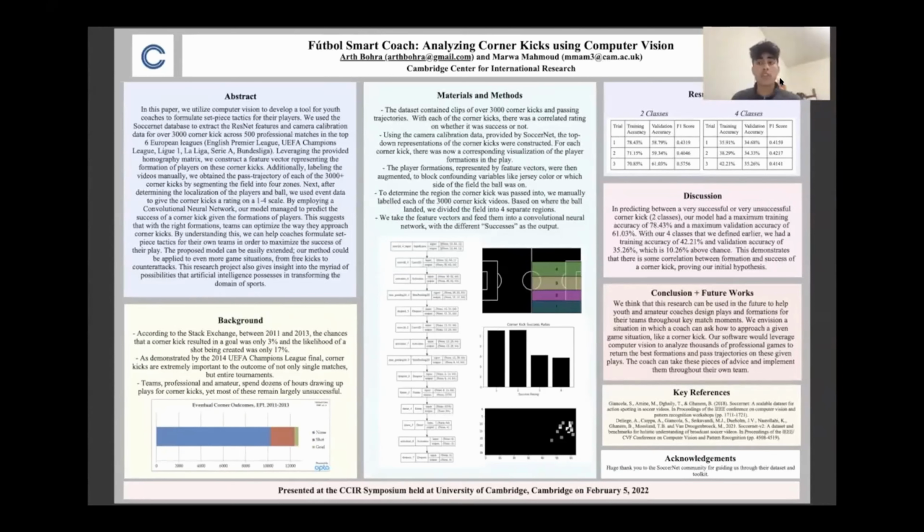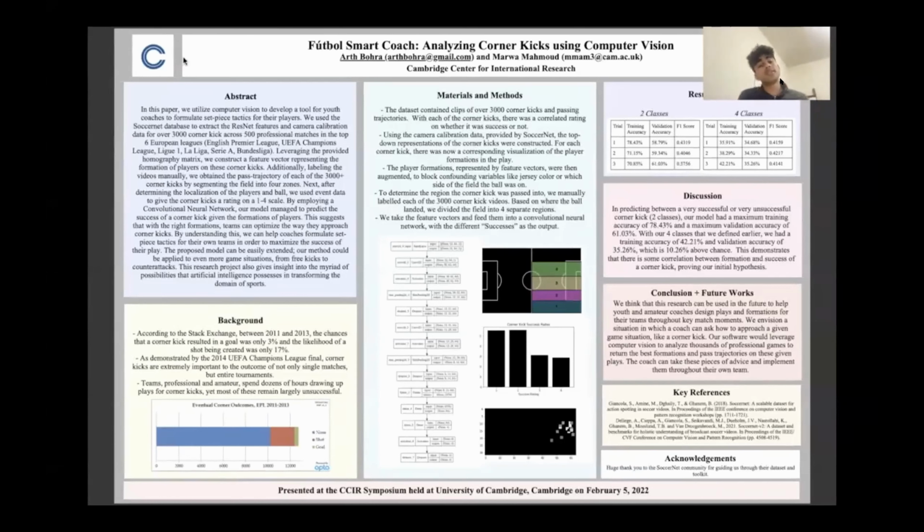And we found, as this table shows, that we could predict the success of a corner kick with 70% accuracy amongst our training and over 61% with our validation. And then with 4 classes, class 1, 2, 3, and 4, we were able to predict how the formations affect the success of a corner kick with 42% accuracy, and amongst the validation data set with 35% accuracy.